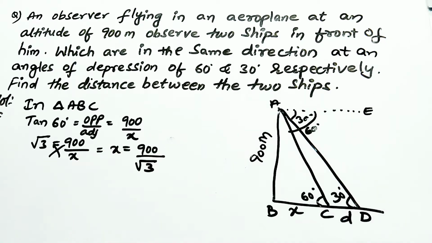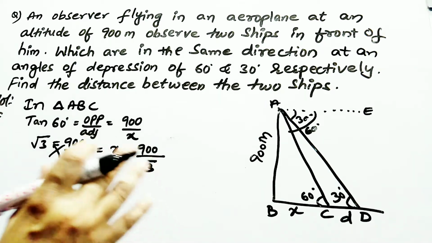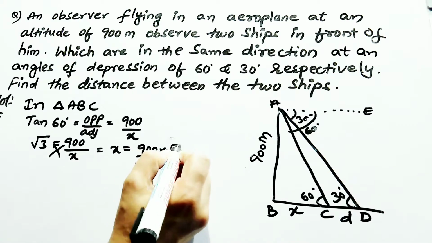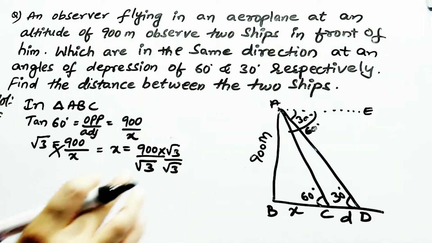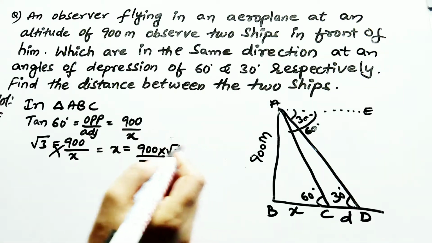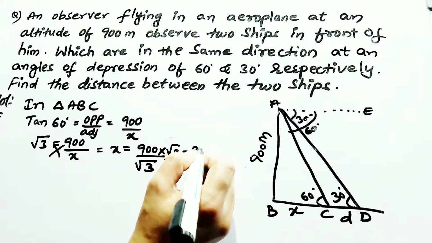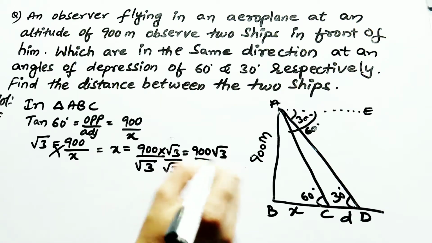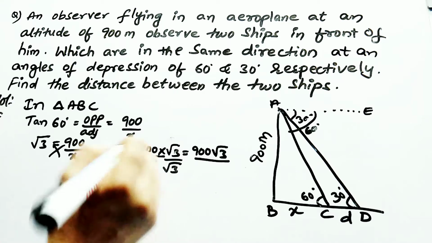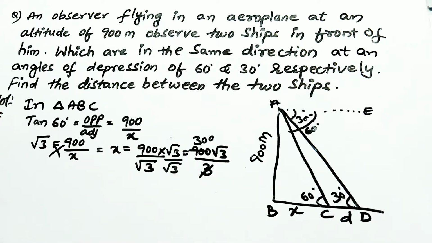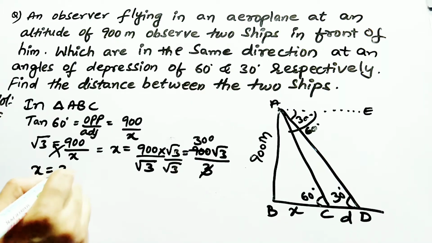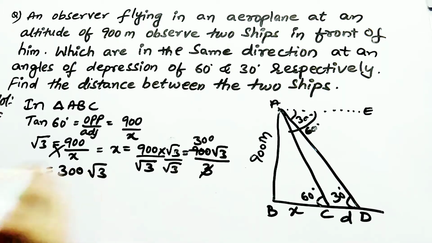If your number is in square root, you have to rationalize it by multiplying and dividing by the same number. If it is root 3, you have to rationalize by multiplying and dividing by root 3. What you will get? 900 root 3 by 3 into 3, root 3 squared. Root cancels, you will get 3. 3 3s are 9. So the value of x is 300 root 3, for your triangle ABC.